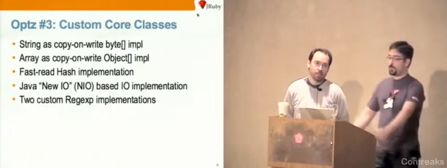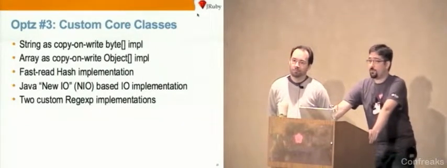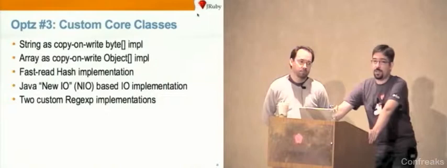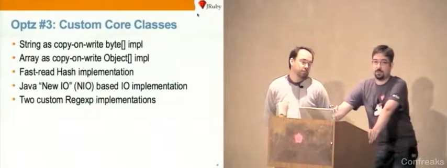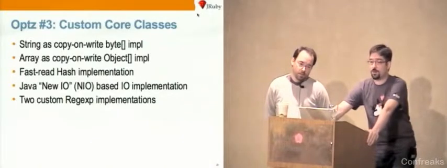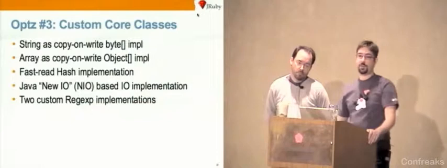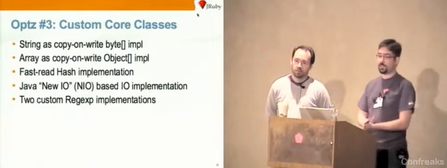So one of the third optimizations that we've got is a number of custom core classes. The simple way to implement string or array would just be to use existing classes in Java, and that's what it was. We used the existing StringBuffer for a mutable string buffer, and we used an ArrayList for array, and it turned out that that was a lot slower than just having our own custom implementations.